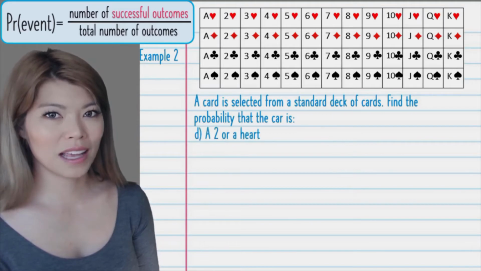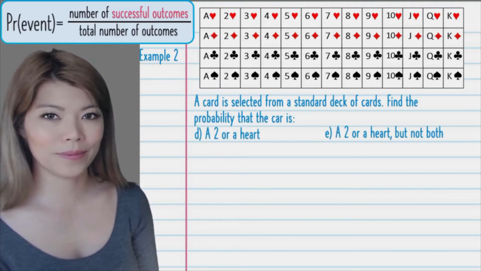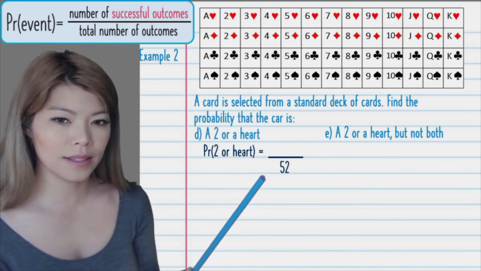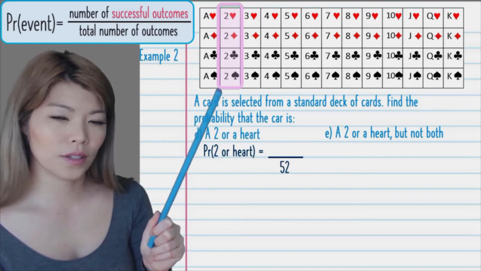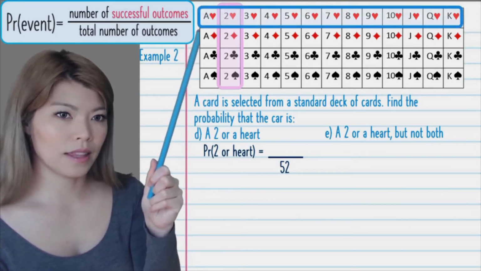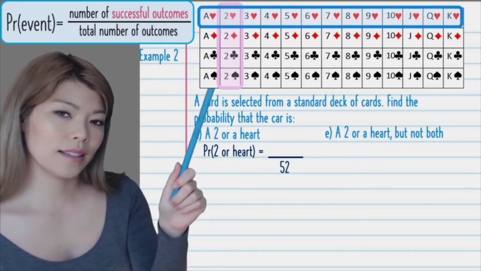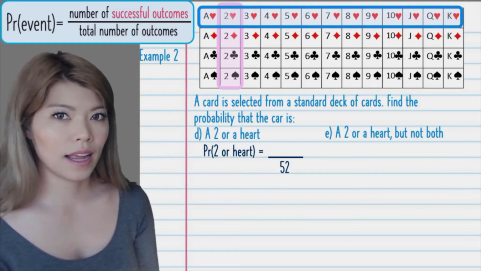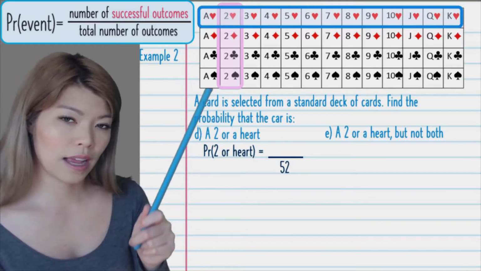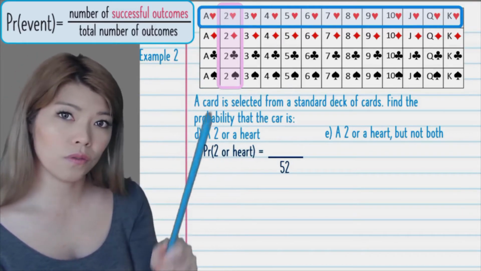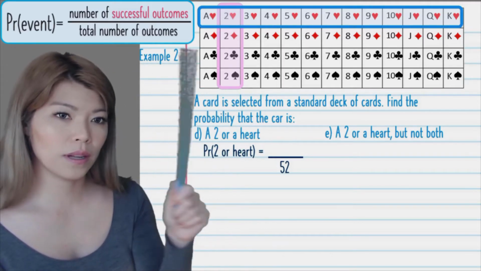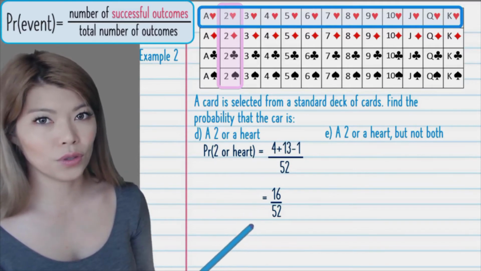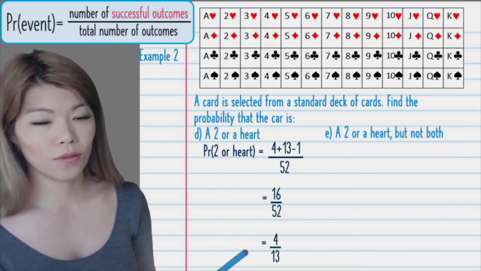The next 2 questions are a little bit trickier, so read carefully. Probability of a 2 or a heart. Now we know that we're picking out of 52 cards. Now the 2s are here, so there's 4 of them. The hearts up here, there's 13, but do notice that we accidentally counted the 2 of hearts twice. So we have to subtract that accidental repetition. So we should have counted just 3 and 13, or 4 and 12. So we just do 4 plus 13 minus that 1. So now we have 16 over 52, which simplifies to be 4 over 13.